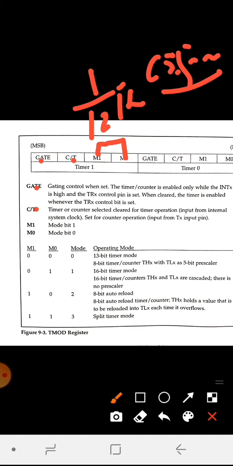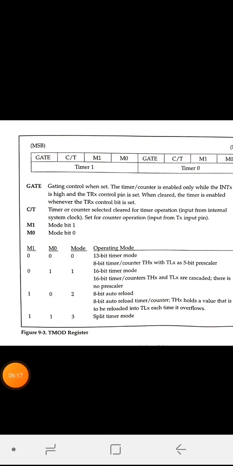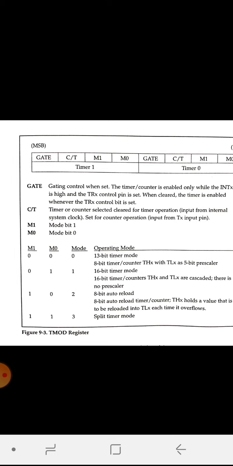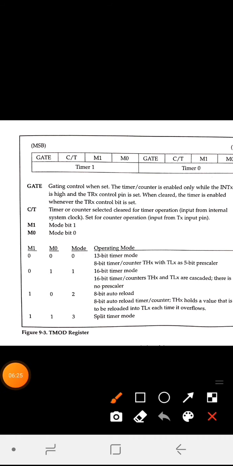Right. Next you can see we have M1 and M0, nothing but mode 1 bit and mode 0 bit. Already we said we have three modes, that is mode 0, mode 1 and mode 2. So here you can see, the first mode, mode 0, is a 13 bit timer mode. Next we have 0, 1, that is mode 1, which is a 16 bit timer, and next we have 1, 0, that is mode 2, which is an 8 bit timer.